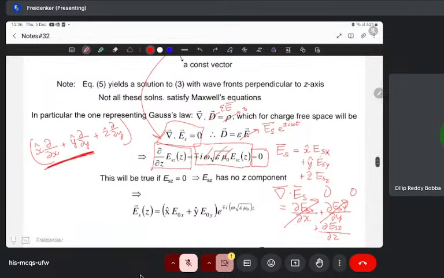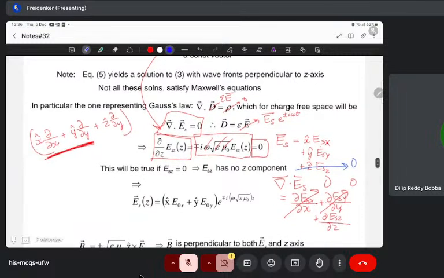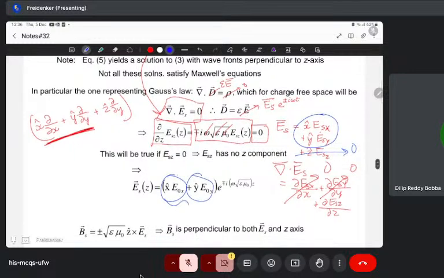So if ESz is 0, that means my ES will not have a z component. There is no z component for ES. That would mean my ES will only have x cap and y cap components. So my ES will only have an x component and a y component. There is no z component. So this was my E naught bar.